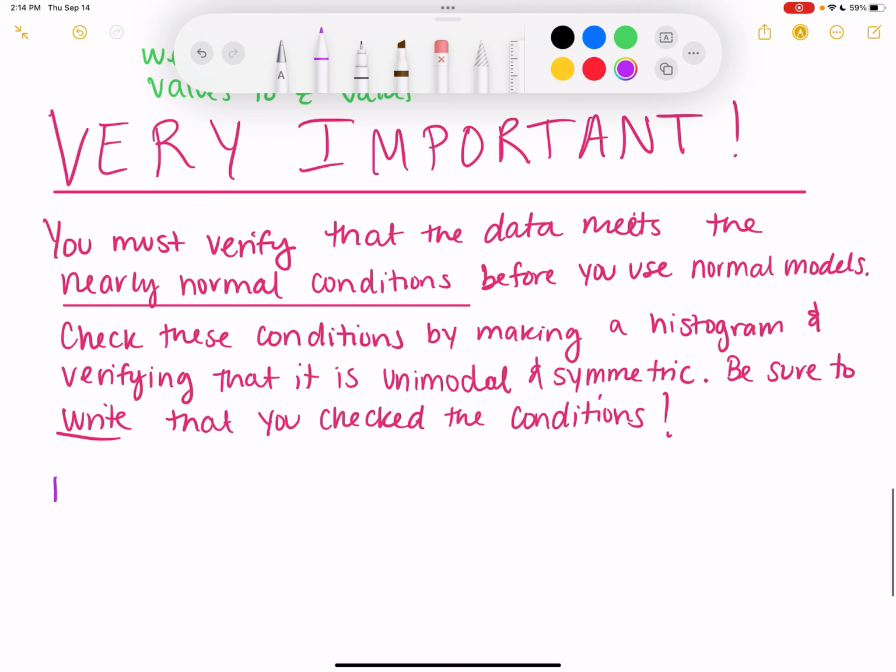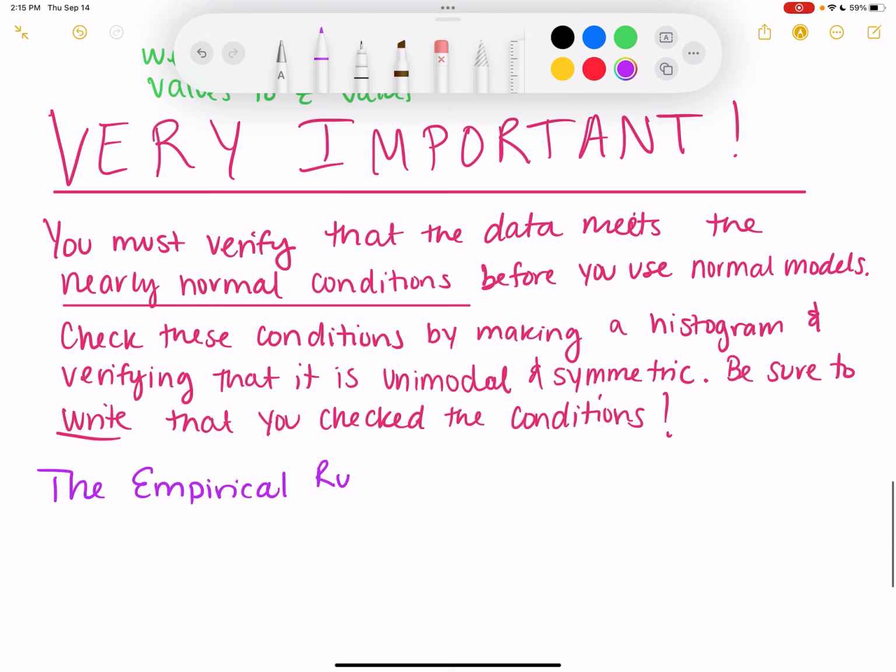The next thing is the empirical rule, and you're going to probably want enough room for at least 10 lines because there's going to be a drawing that goes with this.